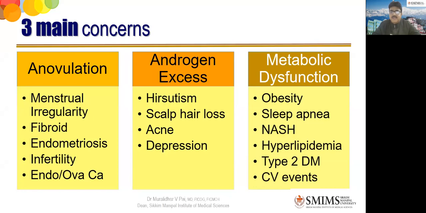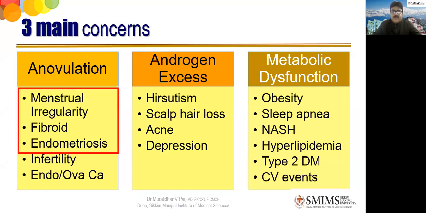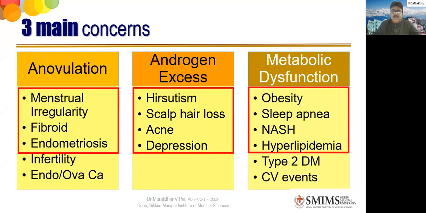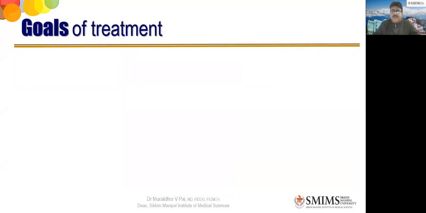CV events, finally. So these are the three main categories, or three main boxes of problems. The ones I have encircled are the main problems probably in adolescents, and the others probably belong to the later age group.